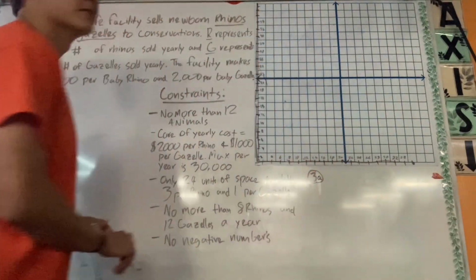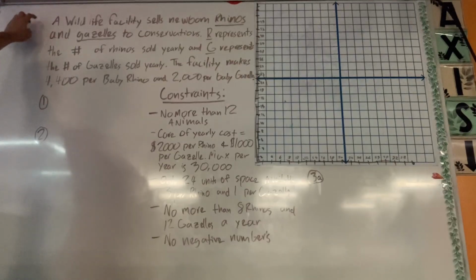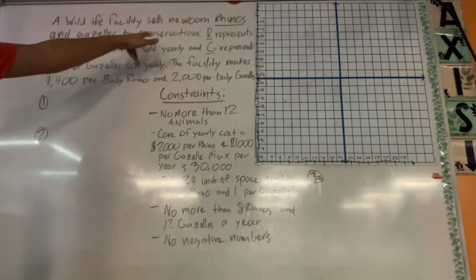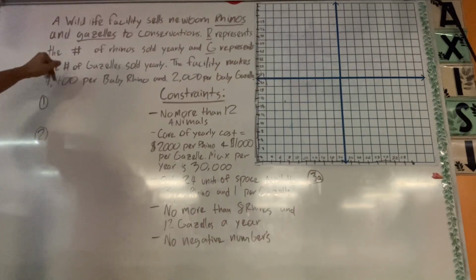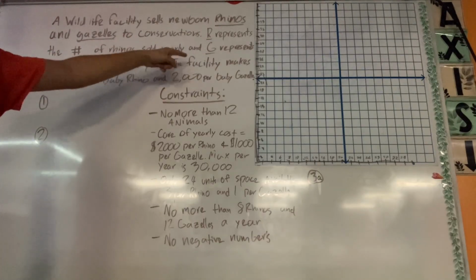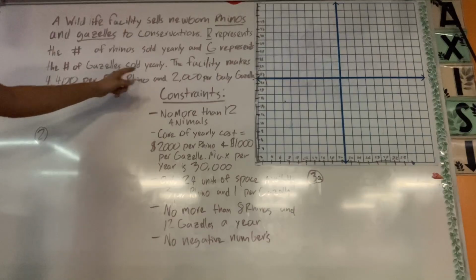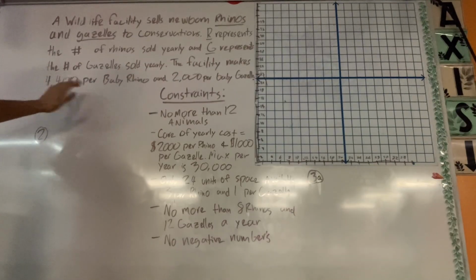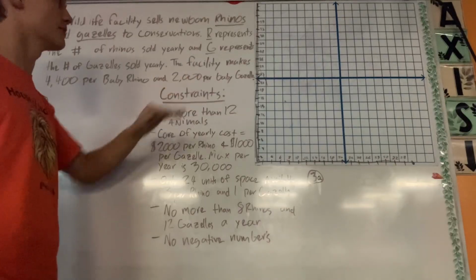Alright, let's start off with what we can see. We have a wildlife facility that sells newborn rhinos and gazelles to conservations. R represents the number of rhinos sold yearly, and G represents the number of gazelles sold yearly. The facility makes $4,400 per baby rhino and $2,000 per baby gazelle.